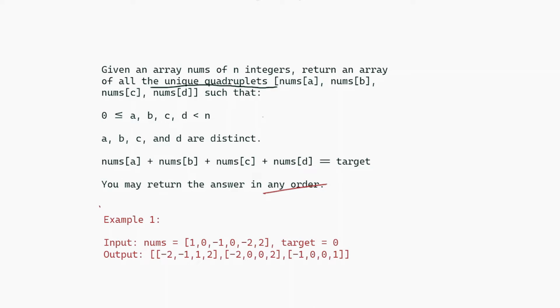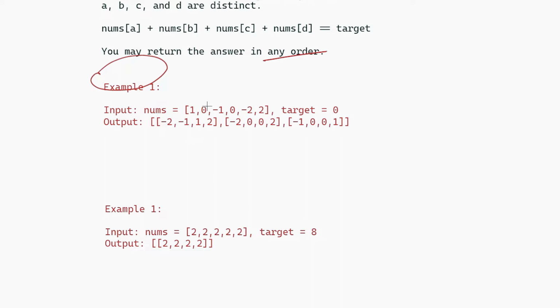There is an example here. The nums array has 1, 0, -1, 0, -2, 2, and the target number is 0. So here is the quadruple -2, -1, 1, 2 in this array, and the sum of this answer is equal to 0. We want to find the unique quadruples in this array. That's the main thing in this problem statement.